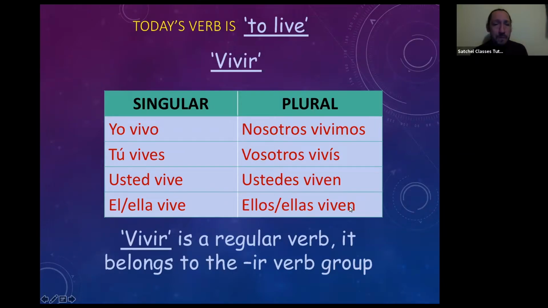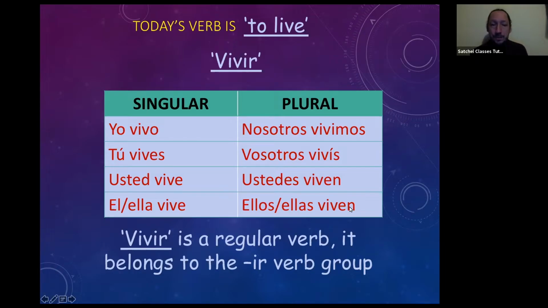Or usted vive. Now, there is a difference between tú and usted. They are both you, but the first one, tú vives, is I would say casual. You will use it with a friend or with relatives, people who are very close to you. Usted vive is more polite, and you use it with elderly people or with people who are much older than you, or people who are at a higher, I would say, hierarchy, like, for instance, your boss or your teacher. And then we have él, ella vive.